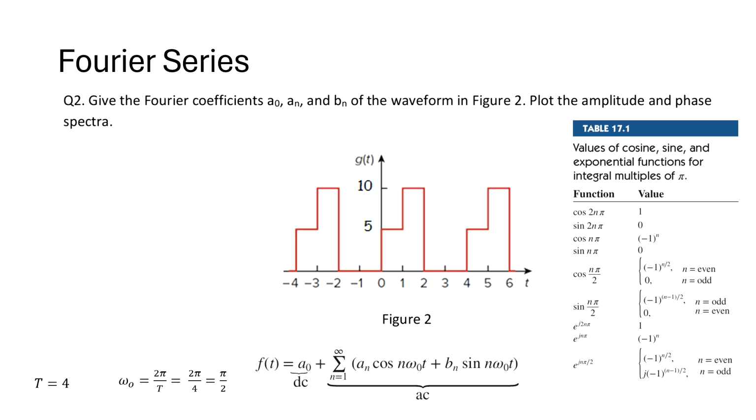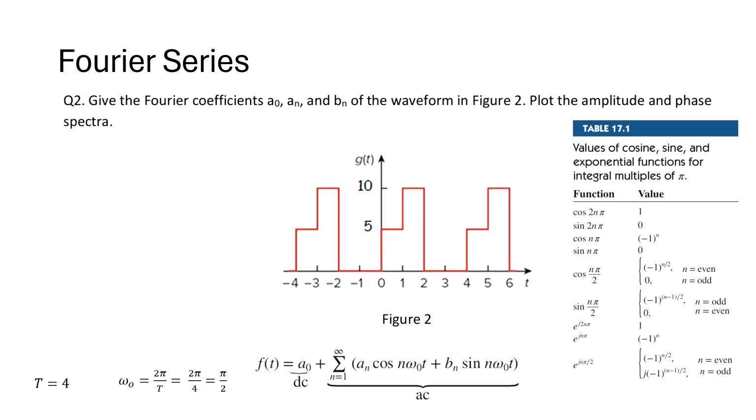Next, for question 2, we have to give the Fourier coefficients A0, An, and Bn of the waveform, and we also have to plot the amplitude and phase spectra. It is the same as the previous question, only in this case we have to do some plotting, which is the amplitude and phase spectra.